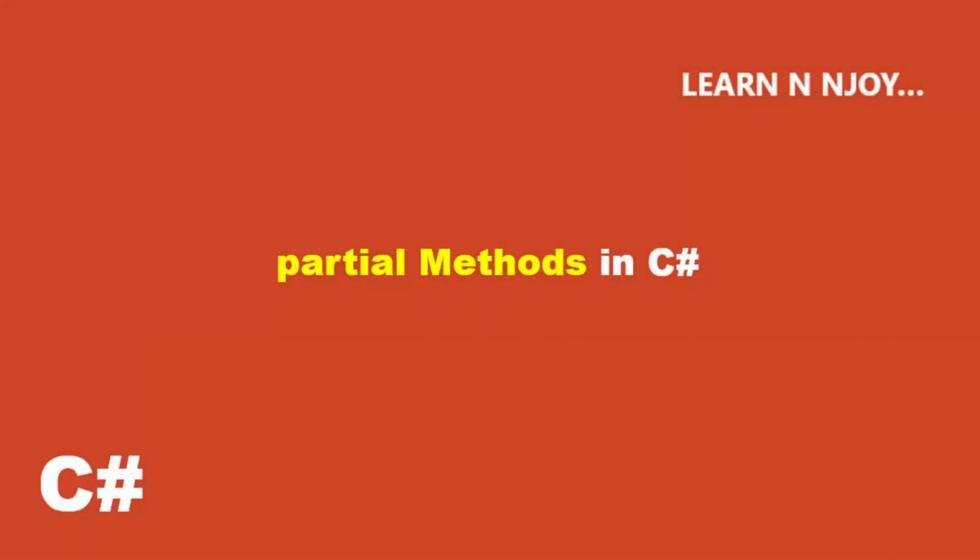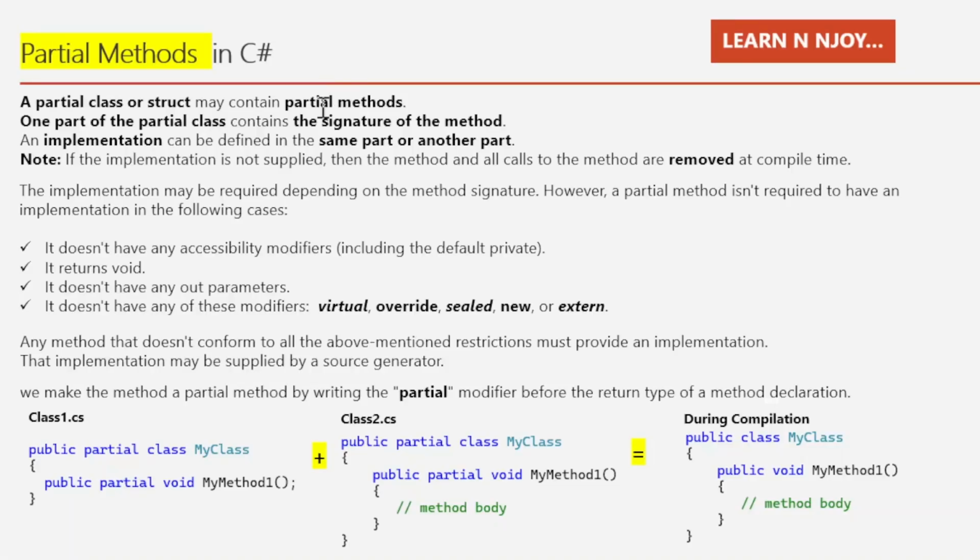Partial methods in C#. What are partial methods? A partial class or struct may contain partial methods. One part of the partial class contains the signature of the method. An implementation can be defined in the same part or another part. Note, if the implementation is not supplied, then the method and all the calls to the method are removed at compile time. That's very, very important.